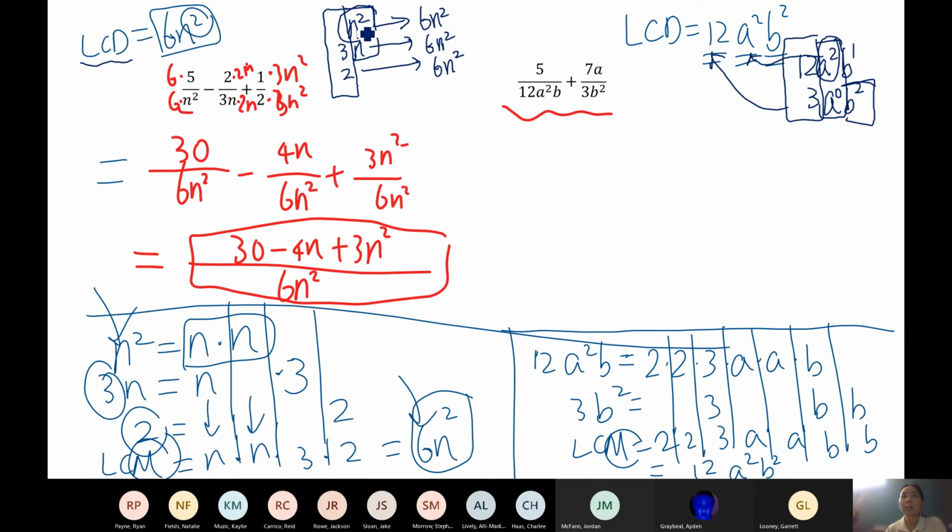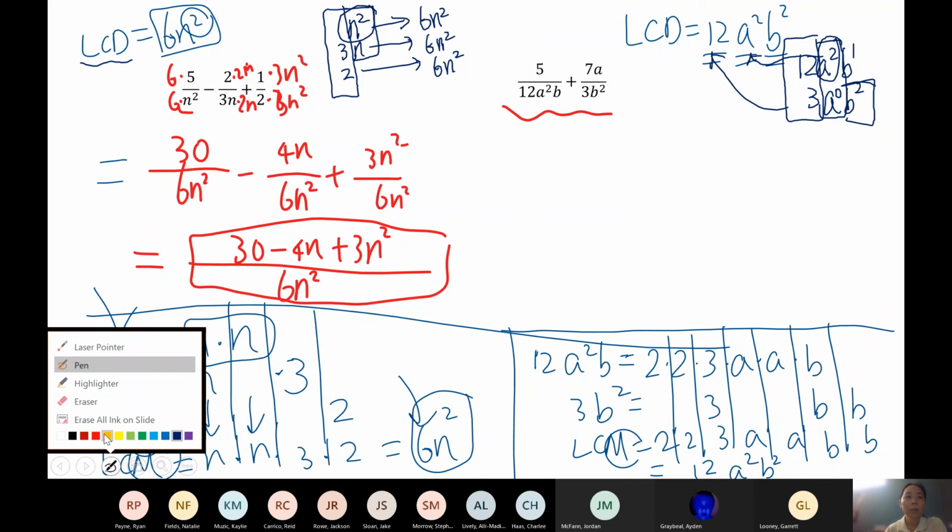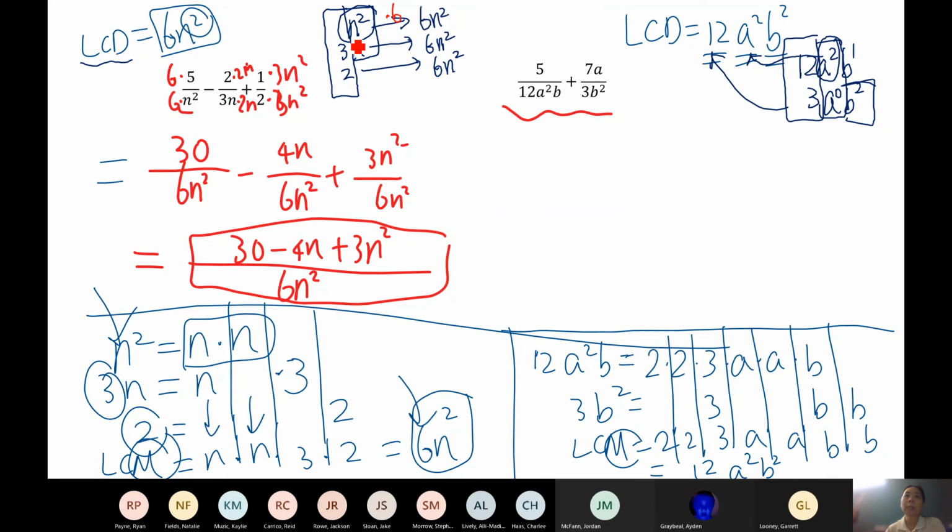Now, look, if you want to change n squared to 6n squared, you will have to multiply by 6, because 6 times n squared is 6n squared. So that's what I did here, multiplying both top and bottom by 6. For the second one, first you're going to change 3 to 6. That means I need to multiply by 2. 3 times 2 is 6. If you want to get n squared from n, you multiply by another n, because n times n gives you n squared. So that's why I multiply the second fraction by 2n, both top and bottom. For the last one, with 2 as a denominator, you're going to multiply by 3 and n squared, because 2 times 3 gives you 6, and n squared will give you n squared.